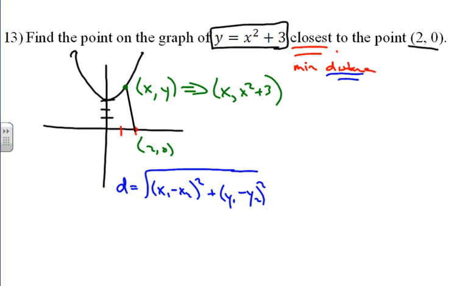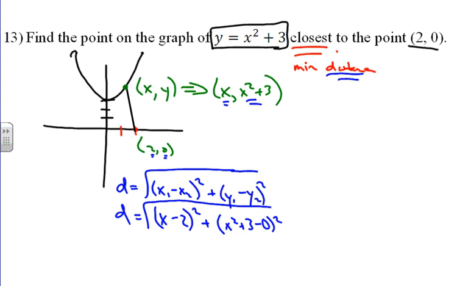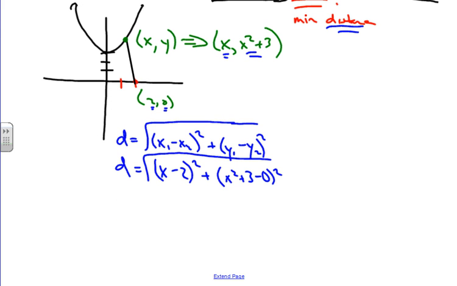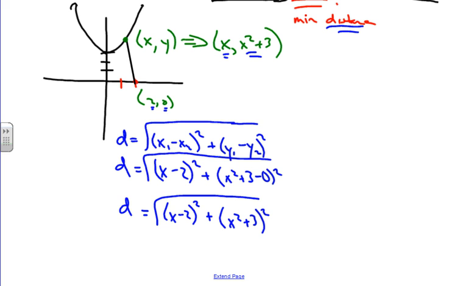So we take our values, our x's. So we take x minus our other x, which is 2. We'll square that. We're going to add that to our next value, which is x squared plus 3 minus 0 there. Square that, square root, and we have this. We simplify this, and we have the square root of x minus 2 squared plus the quantity x squared plus 3 squared. Now, one thing, if you want to use calculus, we can find the derivative of this, find the critical points, and then that will give us our minimum distance.